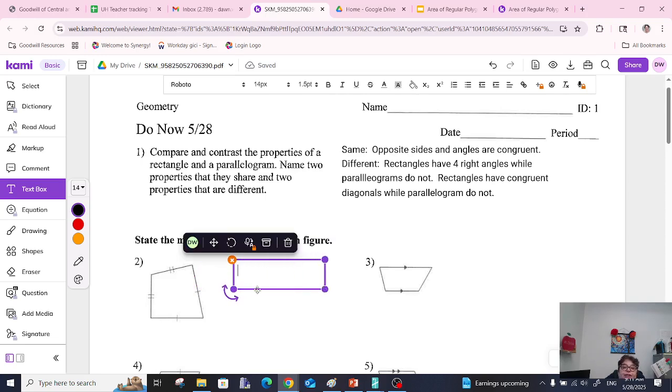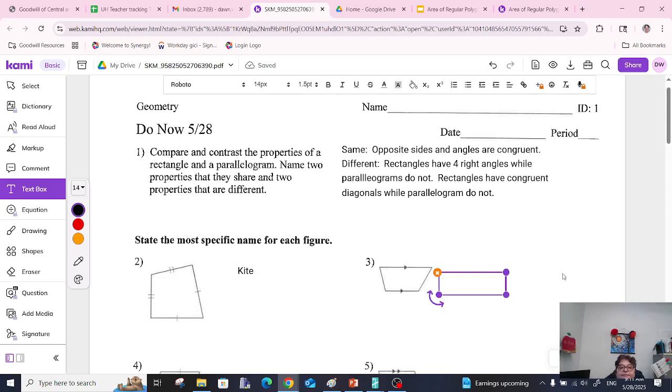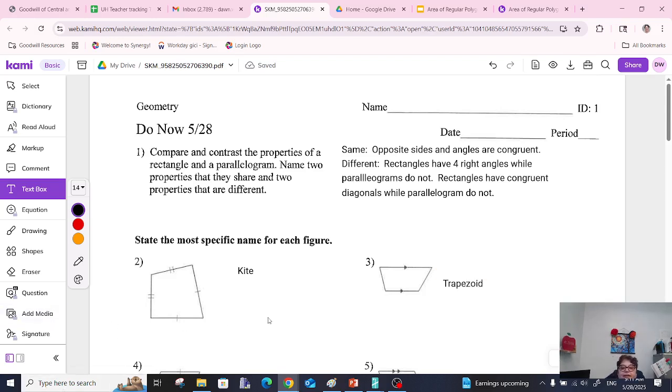Okay, so what shape is this one here? That's a kite. And a kite has two sides that are next to each other that are equal, but the other two sides are not. What's this one here? This one's a trapezoid, and that's because we have one pair of parallel sides. These little arrows show parallel.